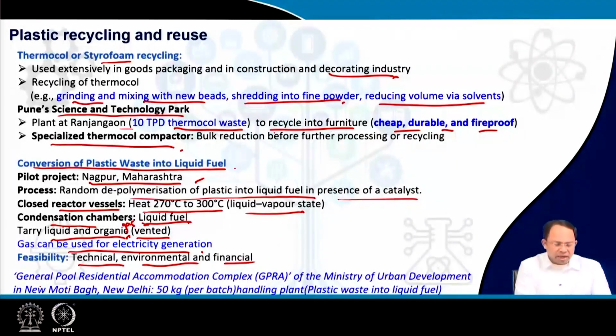One example of utilization of this is the General Pool Residential Accommodation complex of the Ministry of Urban Development in New Motibagh, Delhi. They have set up a 50 kg per batch handling plant for converting plastic waste into liquid fuel, and the product is being utilized in this particular accommodation complex.